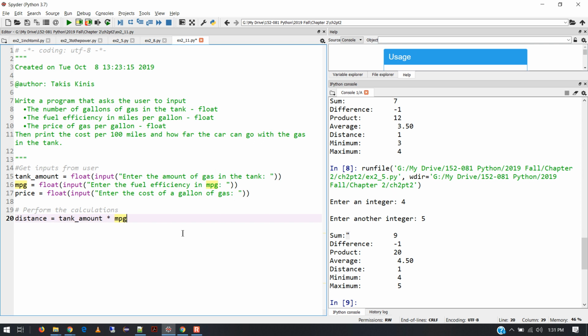All right, so that's how we get the distance it can travel. So what's the other thing? Print the cost per 100 miles.